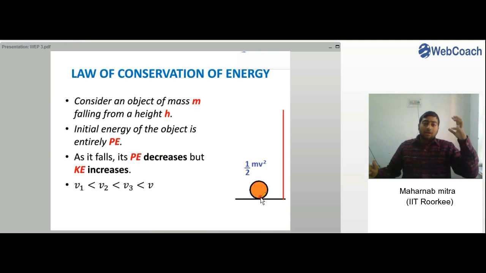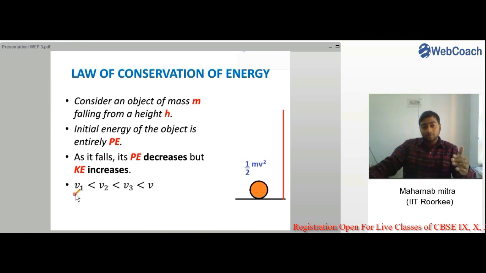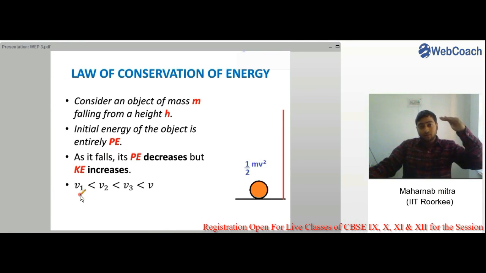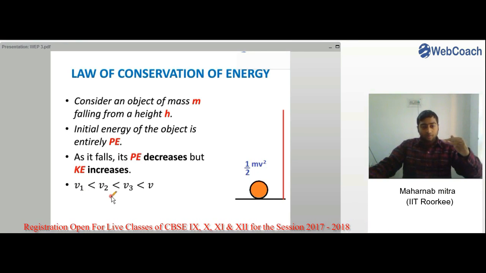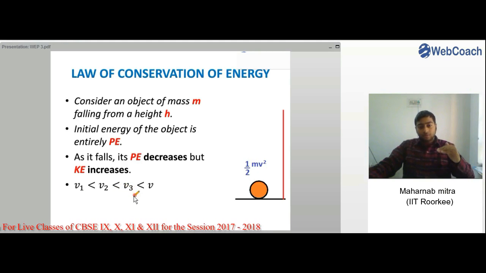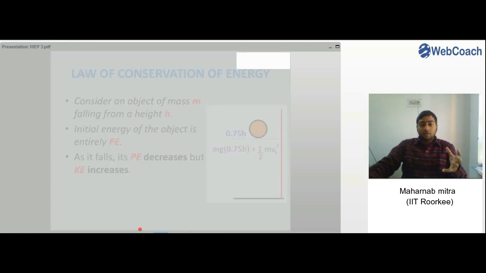Actually what has happened is, while falling down, potential energy gradually got converted to kinetic energy. Potential energy decreased and kinetic energy increased, and you can see the velocity v1 after 0.75 height was less than that at a lower height, 0.5h, v2, which was still lower than the velocity we had seen in the last slide, v3, at 0.25 height. And the maximum velocity is when the object hits the ground, right? So gradually kinetic energy has increased and potential energy has decreased.